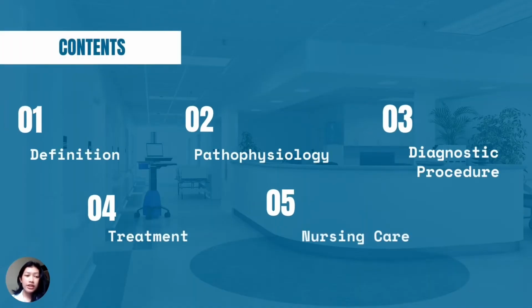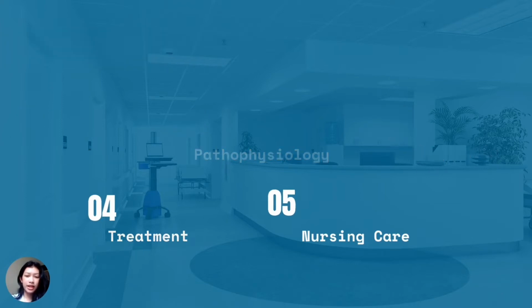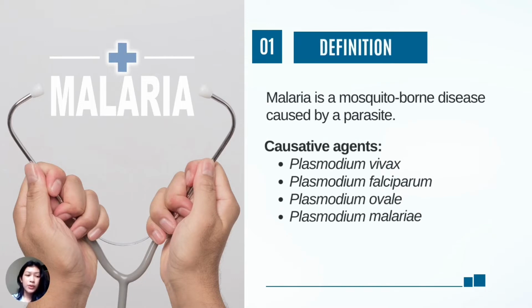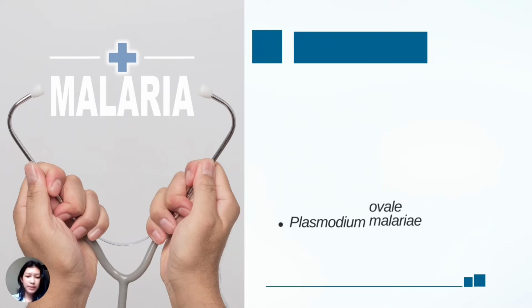These are the contents of our report: the definition, pathophysiology, diagnostic procedure, treatment, and nursing care. Now, what is malaria? Malaria is a mosquito-borne disease caused by a parasite, and the causative agents are Plasmodium vivax, Plasmodium falciparum, Plasmodium ovale, and Plasmodium malariae. And P. falciparum is the most fatal and most common in the Philippines.